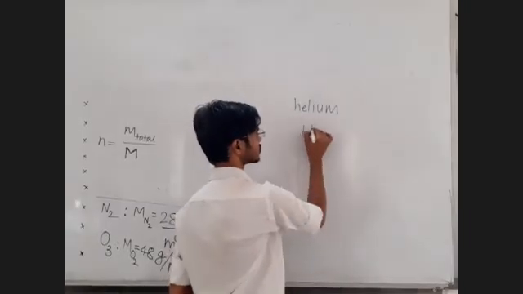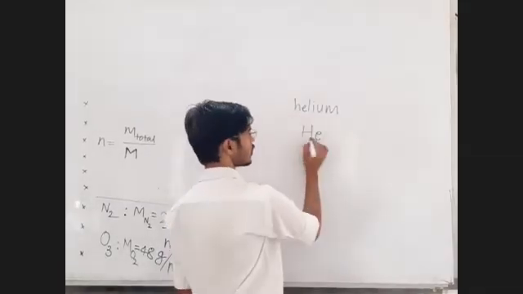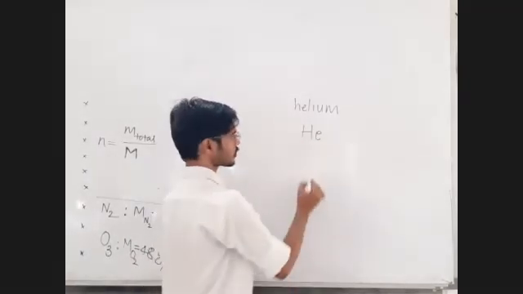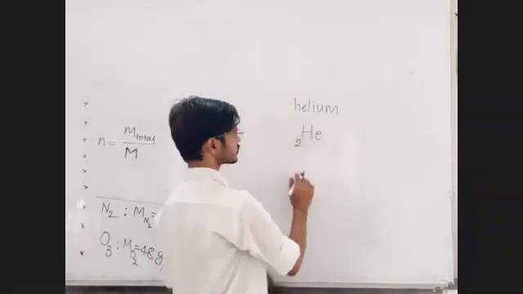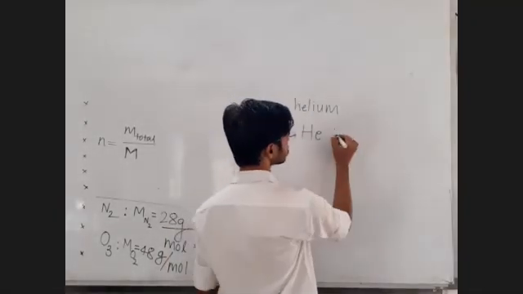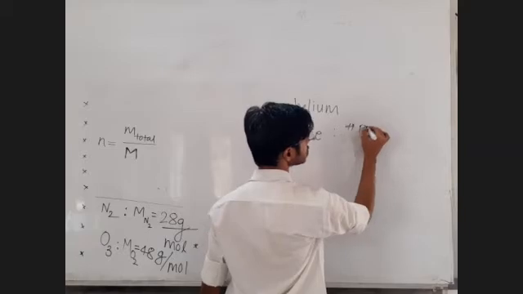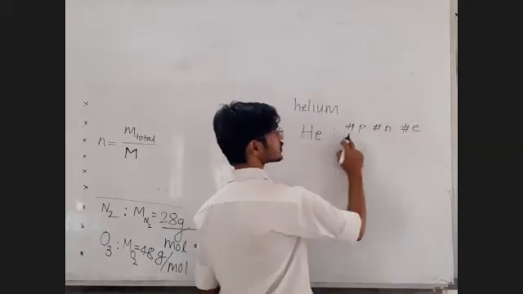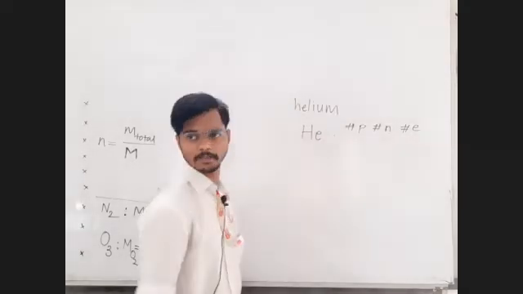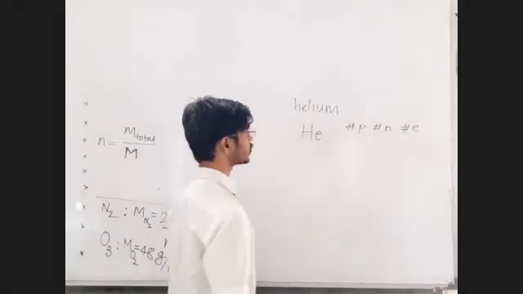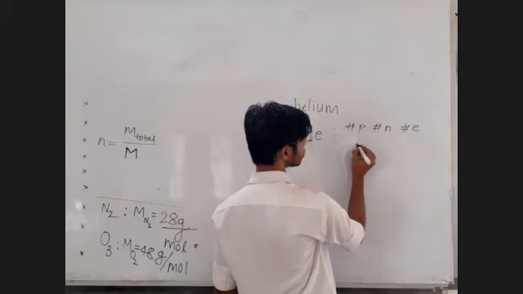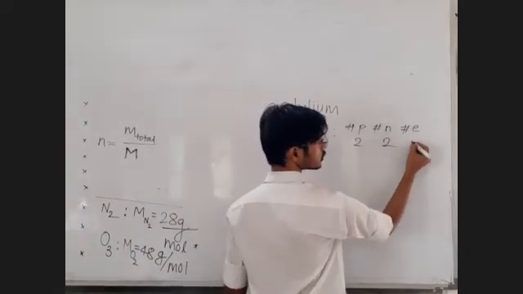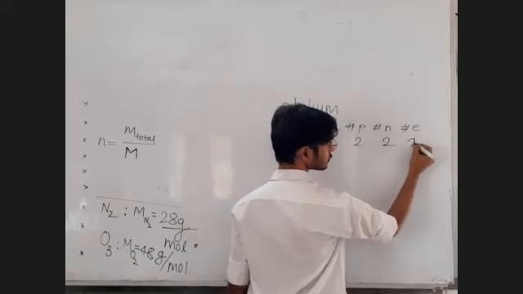Now, helium, symbol is He. How many protons are there? 2 protons, 2 neutrons. Perfect. So 2 protons. Let us write it here: number of protons, number of neutrons, number of electrons. This chart you must know for almost all the elements. At least the first 30 elements you should know. For helium, protons 2, neutrons 2, electrons 2.